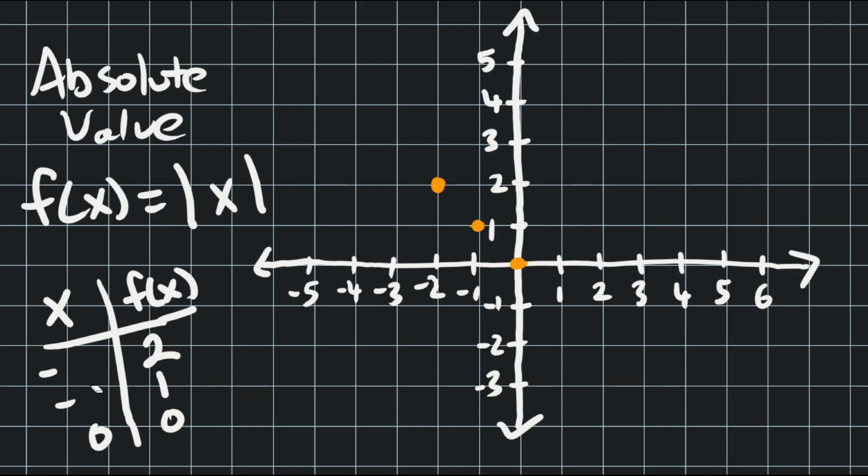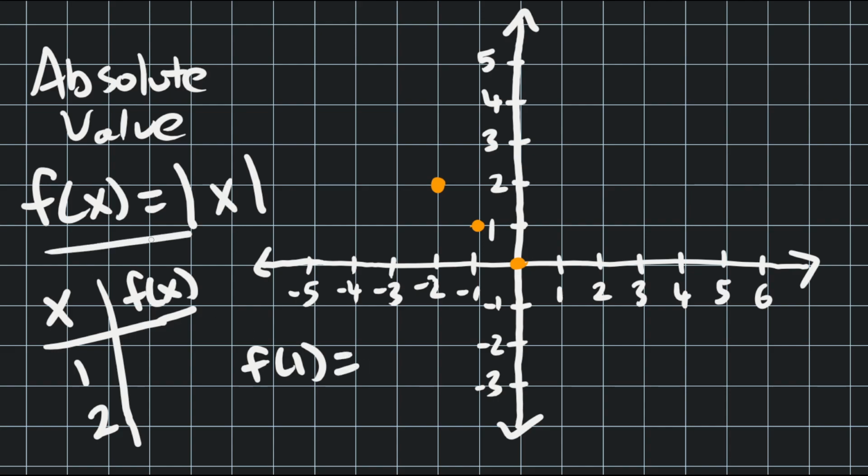Now let's use different x values. Let's have 1 and 2. So what's f of 1? We're trying to find f of 1 right here. Following our function, f of x equals the absolute value of x, f of 1 is the absolute value of 1.